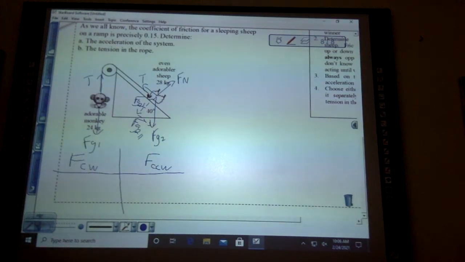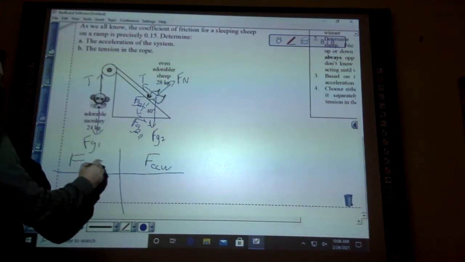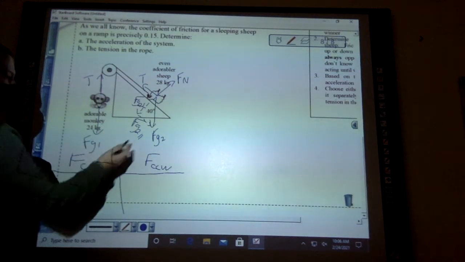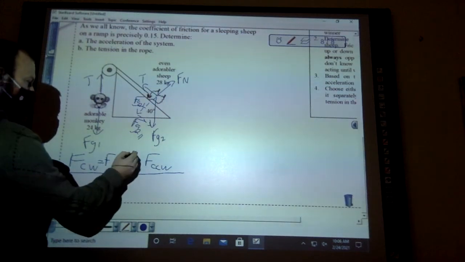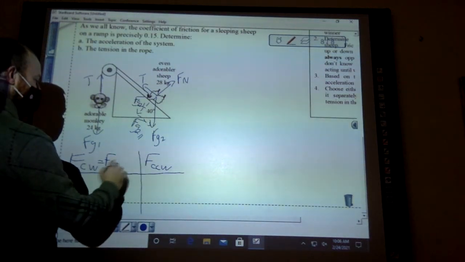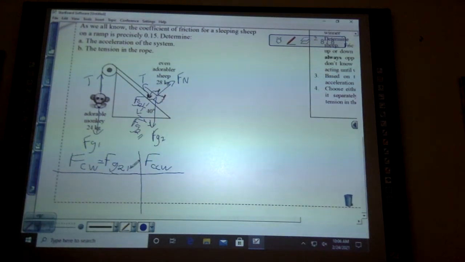So what is causing this pulley to move clockwise? Clockwise, yeah. So we ignore tension. Just to mess with you, because I love messing with you. Yeah, so it's FG2 parallel. That's the entire reason why I keep switching it, so you get used to two of them.